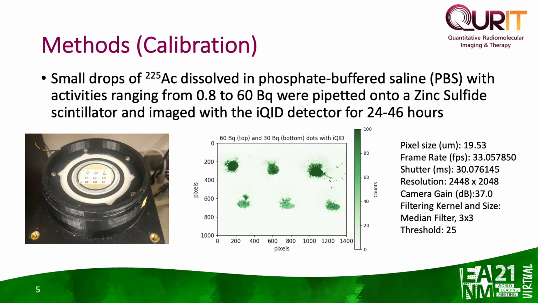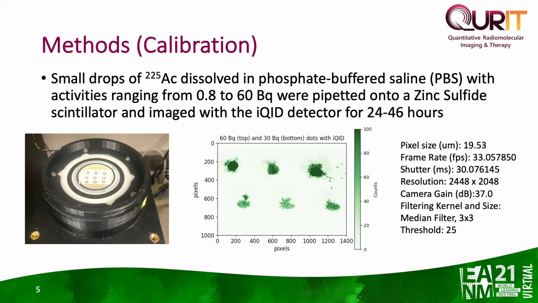So we began by calibrating our camera. In order to do this, small drops of actinium-225 dissolved in phosphate buffered saline were pipetted onto a zinc sulfide scintillator and imaged with the iQID detector for 24 to 46 hours. The activities range from 0.8 to 60 becquerels, and we confirmed these activities using gamma spectroscopy, and we imaged 3 dots of each activity. On the left, you can see the dots on the scintillator on the camera.